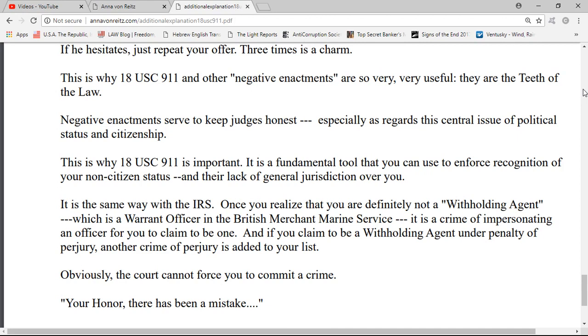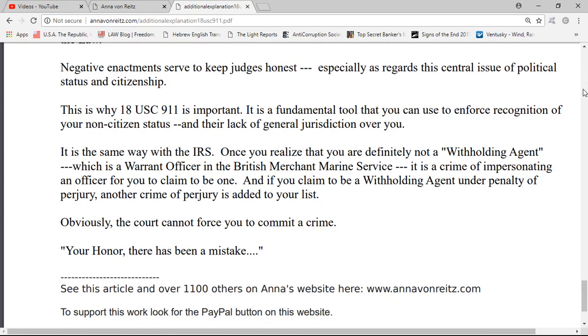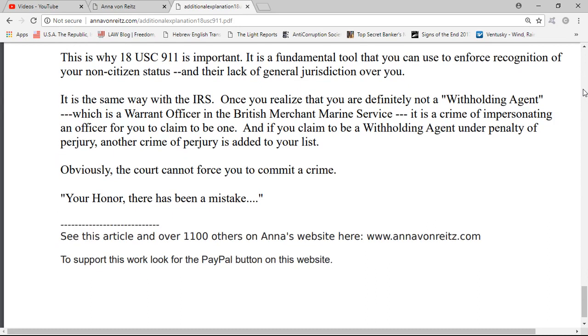This is why 18 U.S.C. 911 and other negative enactments are so very, very useful. They are the teeth of the law. Negative enactments serve to keep judges honest, especially as regards this central issue of political status and citizenship. This is why 18 U.S.C. 911 is important. It is a fundamental tool that you can use to enforce recognition of your non-citizen status and their lack of general jurisdiction over you.